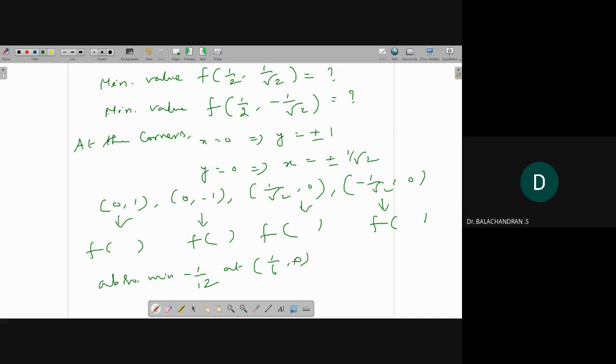And the absolute maximum is 3 plus root 2 by 2 at minus 1 by root 2 comma 0, this point.